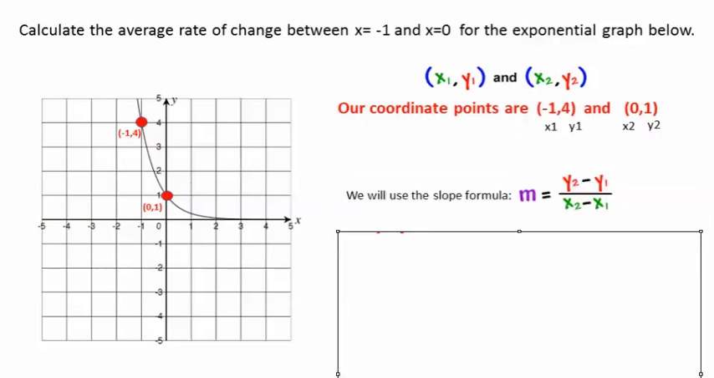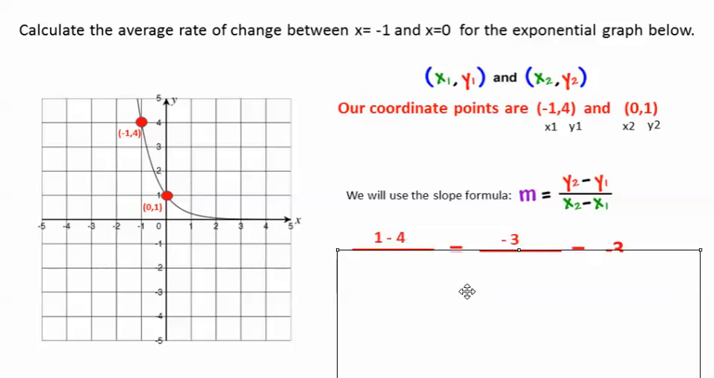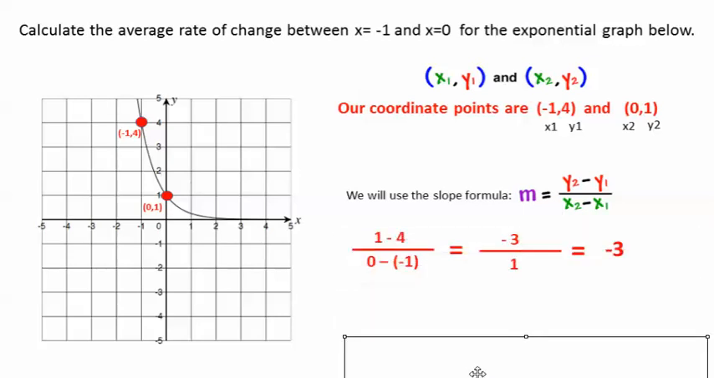the slope formula. So the slope formula here is m equals y2 minus y1 over x2 minus x1. So let's go ahead and plug in our y2 and our y1 and our x2 and our x1. And you can see here we have 1 minus 4 over 0 minus -1. That gives us -3 over 1. So the average rate of change between -1 and 0 is -3.